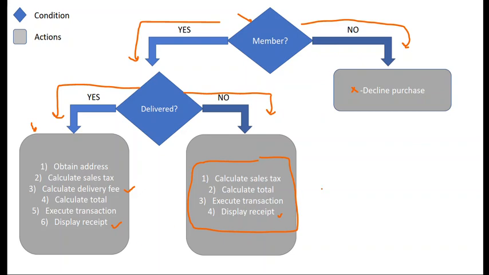So you see, different paths were followed or different actions were executed depending on whether certain criteria were met or not. Okay.